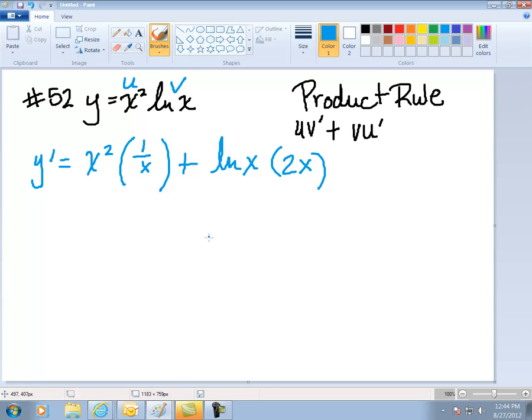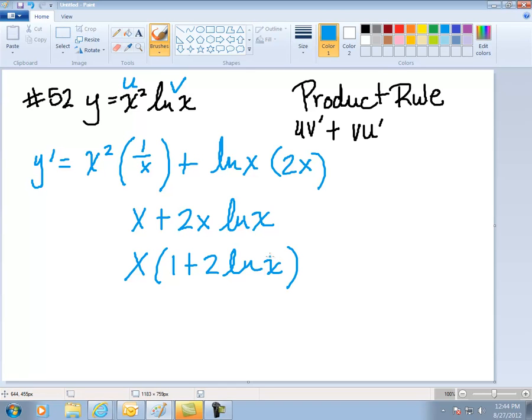From here I'm just going to do some simplification. X squared times 1 over x just leaves me an x, and over here I'm left with 2x natural log x. Notice that you can factor an x out, so in simplest terms I'm going to pull out an x and I'm left with 1 plus 2 natural log x. So those are 3 examples.